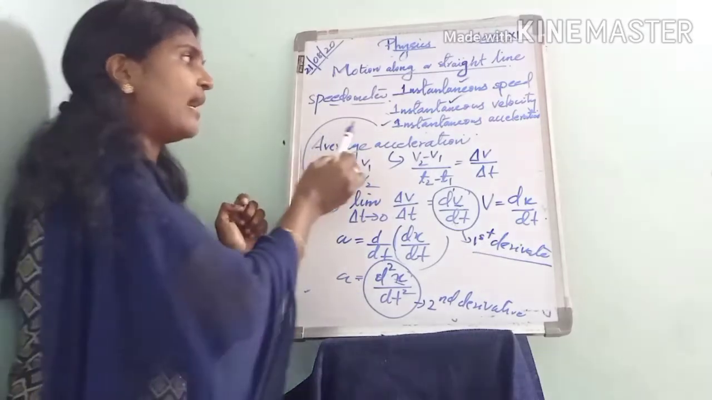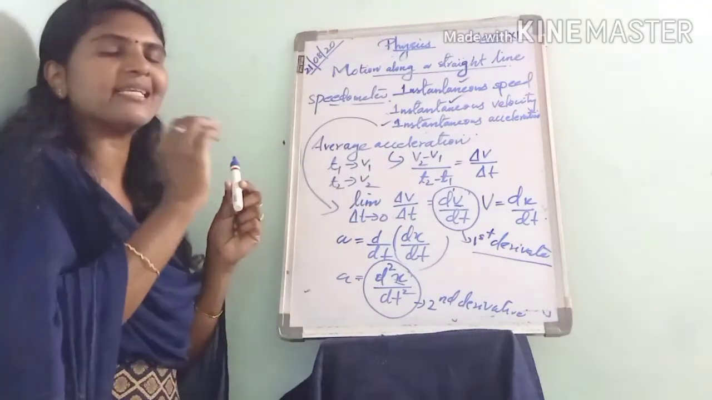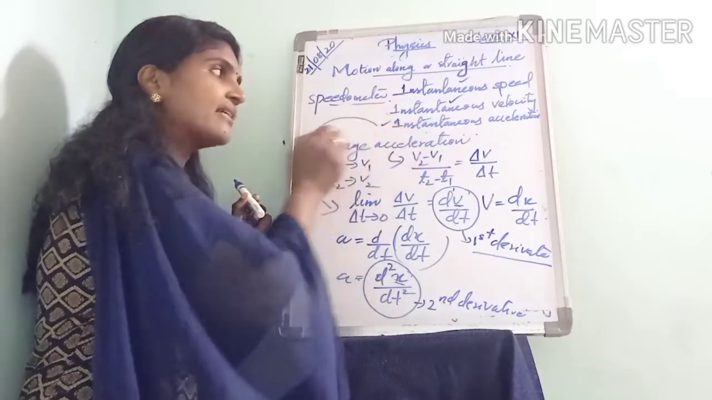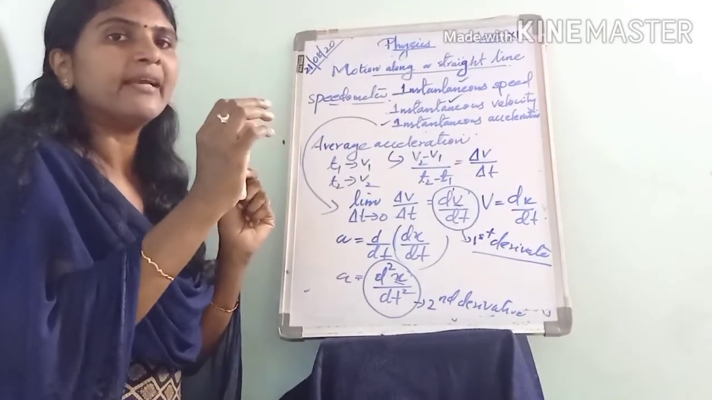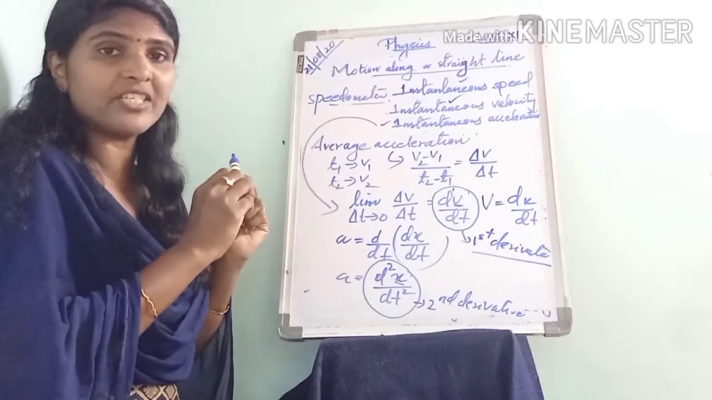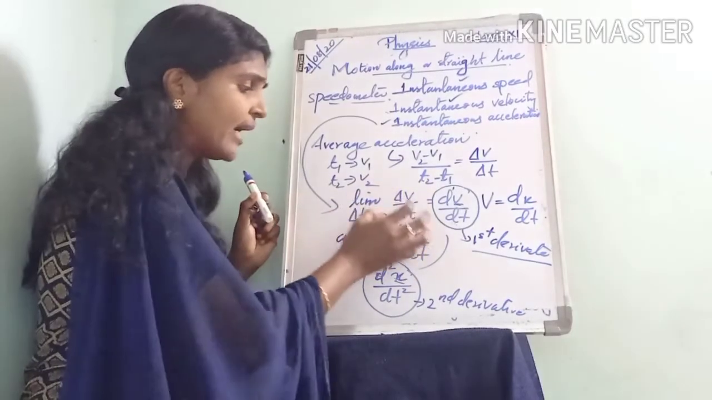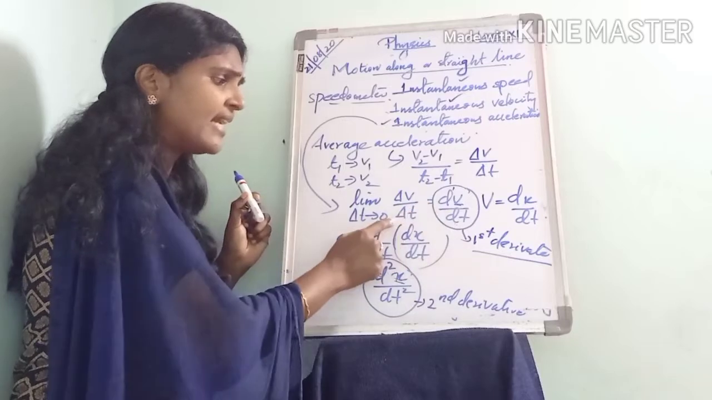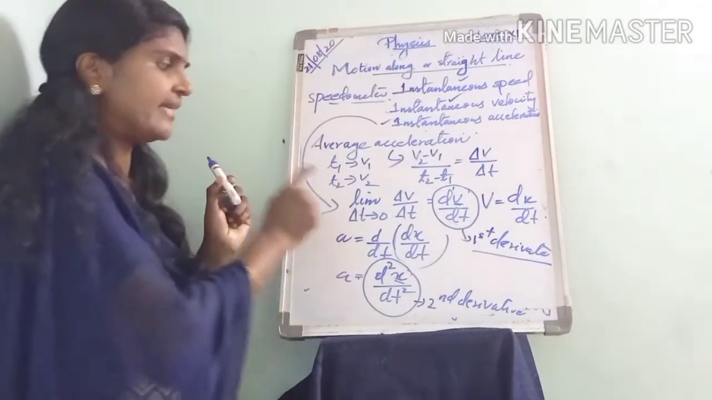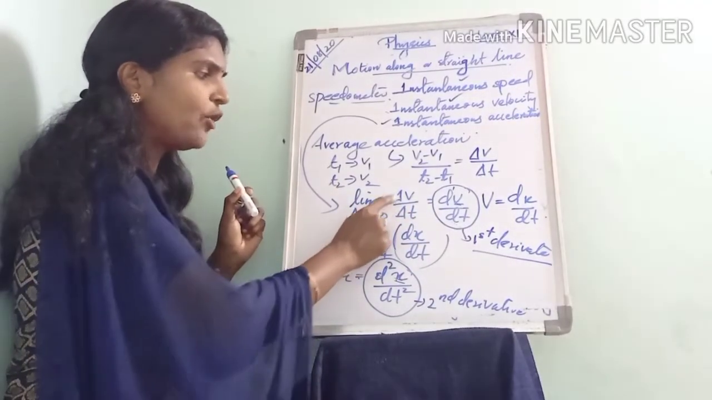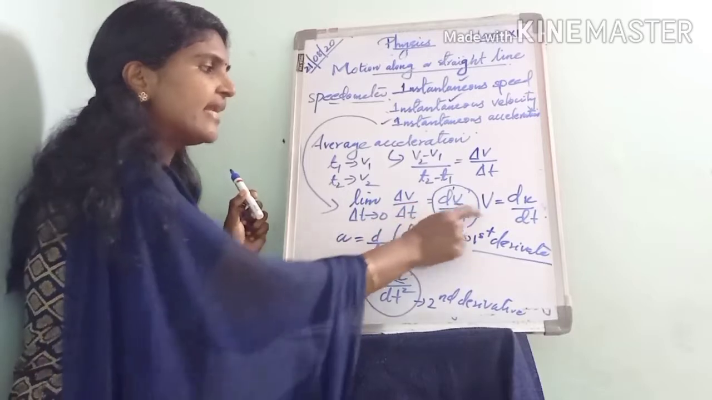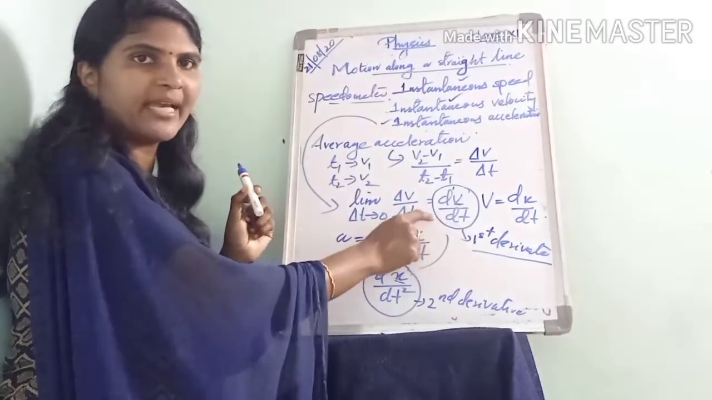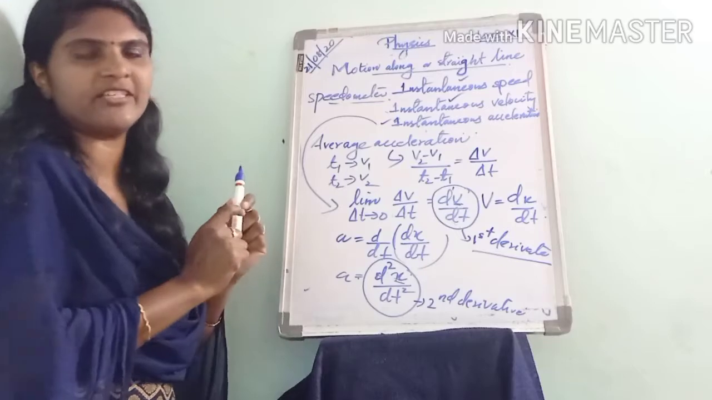Instantaneous acceleration means acceleration at a particular instant of time. Then how can we measure instantaneous acceleration? It is equal to the limiting value of average acceleration when delta t approaches 0. That is, limit delta t tends to 0, delta v by delta t, is equal to the instantaneous acceleration dv by dt. Okay, that is about instantaneous acceleration.